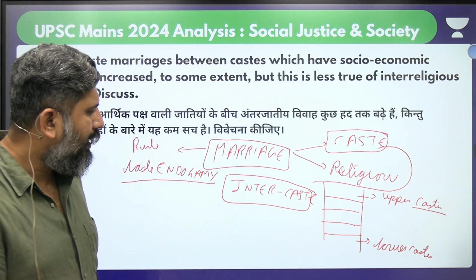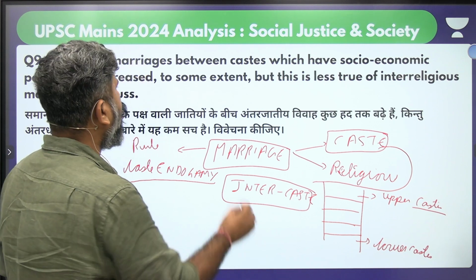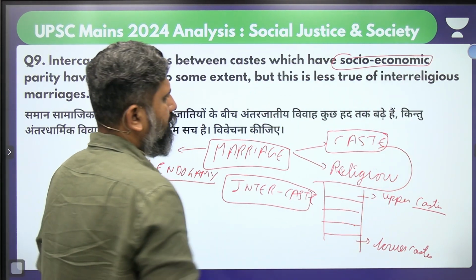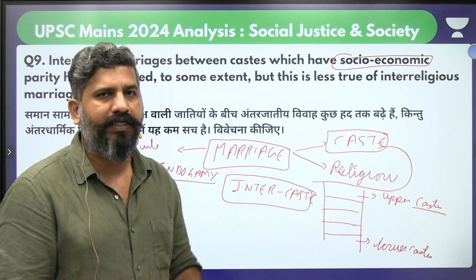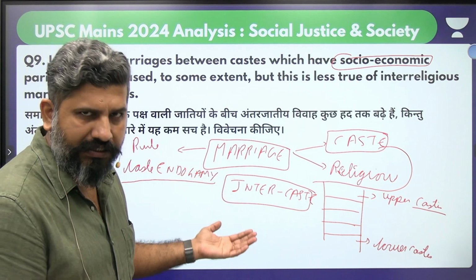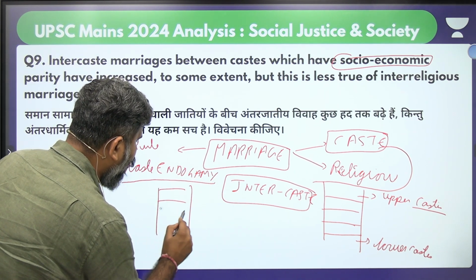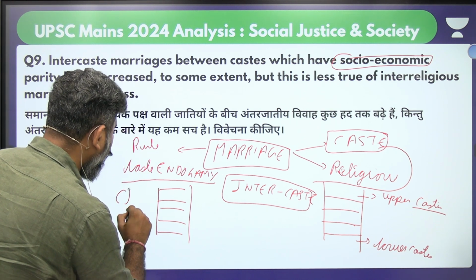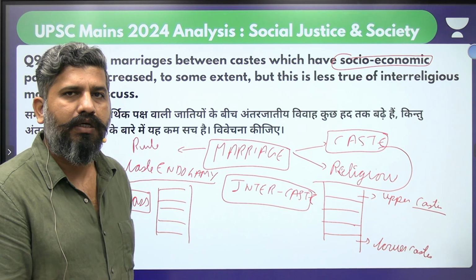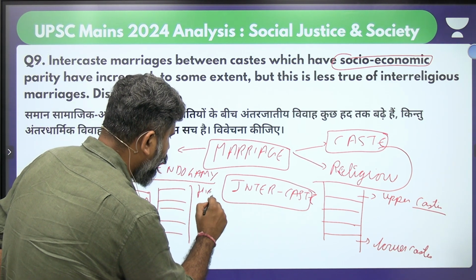Right? So what they are highlighting is that the intercaste marriages now happening are between people who have a similar socio-economic condition, who have socio-economic parity. Now the idea of economy and social status in a society can be related to another system of social stratification, which is called class-based social stratification, which is also a hierarchy that exists in the society.